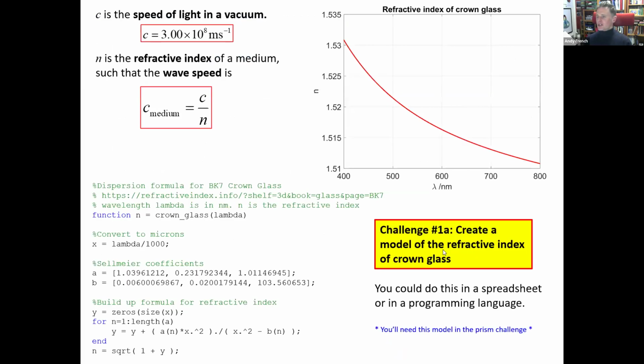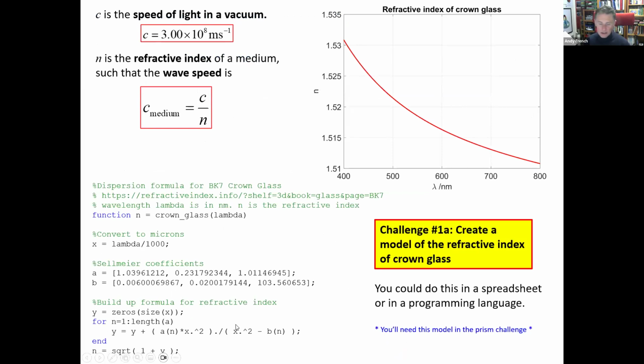So what's the first part? Challenge number 1A is to plot the refractive index of crown glass. The refractive index is defined so that the speed of light in a medium is the speed of light in a vacuum divided by this thing called the refractive index. This is very particular to light. It doesn't really work for sound because we have this sort of speed limit for light. It's quite interesting. It's actually a sum, so I've defined it in terms of a for loop here. This is called the Sellmeier formula, and that's quite easy to do in programming.